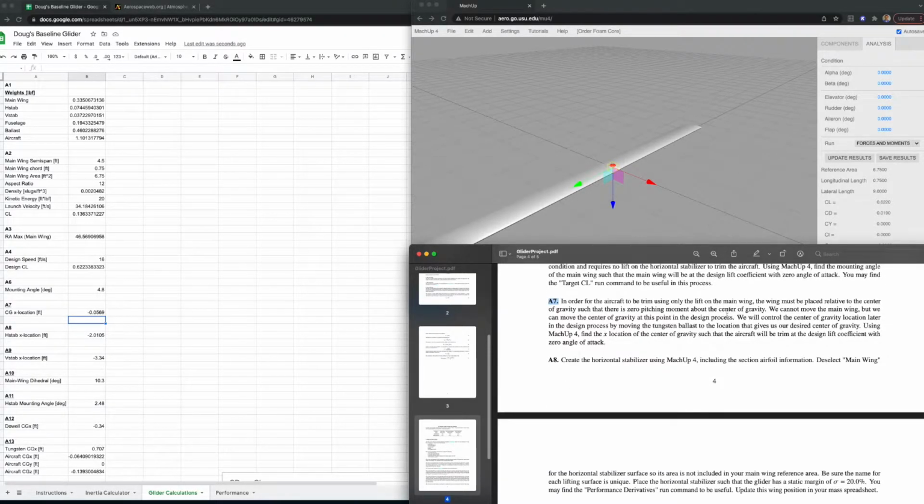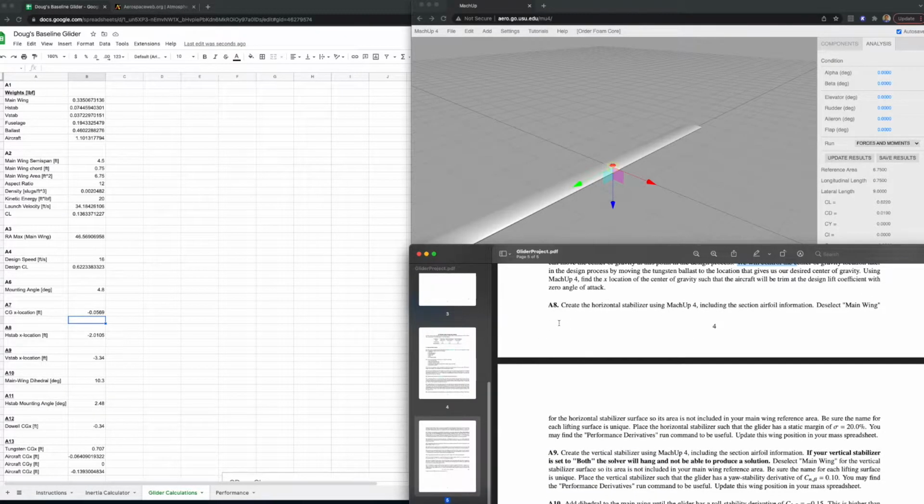Oh, and then it says we're going to control the center of gravity location later in the design process by moving the tungsten ballast to the location that gives us our desired center of gravity. Using Mach 4, find the X location of the center of gravity, so the aircraft will be trim. Okay, actually, I guess we are done. We finished everything that it asked us to there.